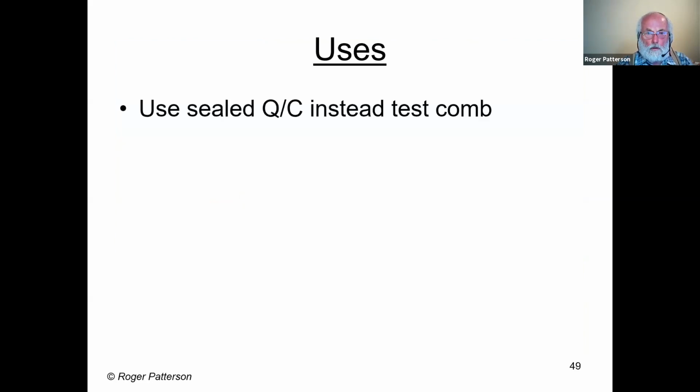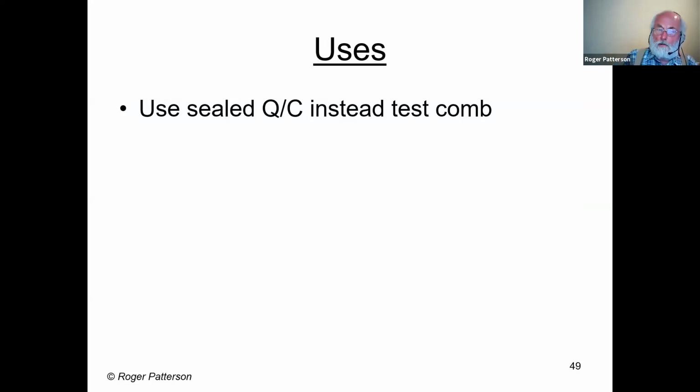So, uses then. I assume you know what a test comb is, although perhaps some don't. If you're not sure if a colony is queen right or not, then usually, I don't say always, but usually, if you put a frame of eggs and young larvae in from another colony, if it's queenless, it should start building emergency cells. I'm afraid occasionally they don't, and certainly if they've got a laying worker, they probably wouldn't.